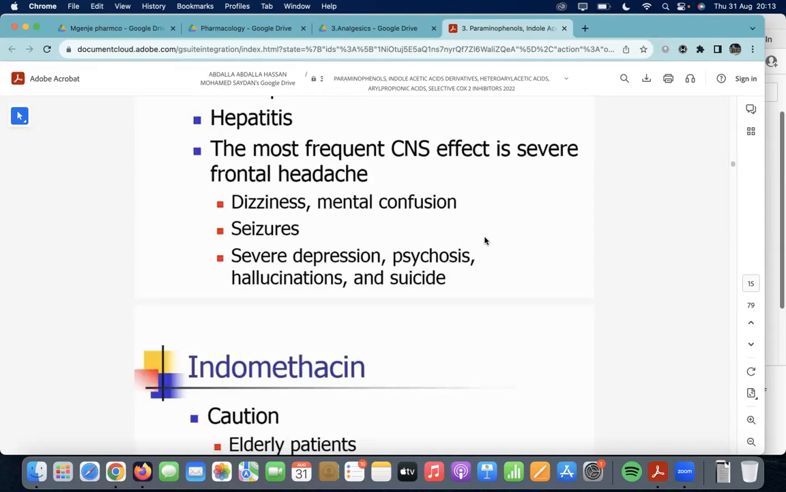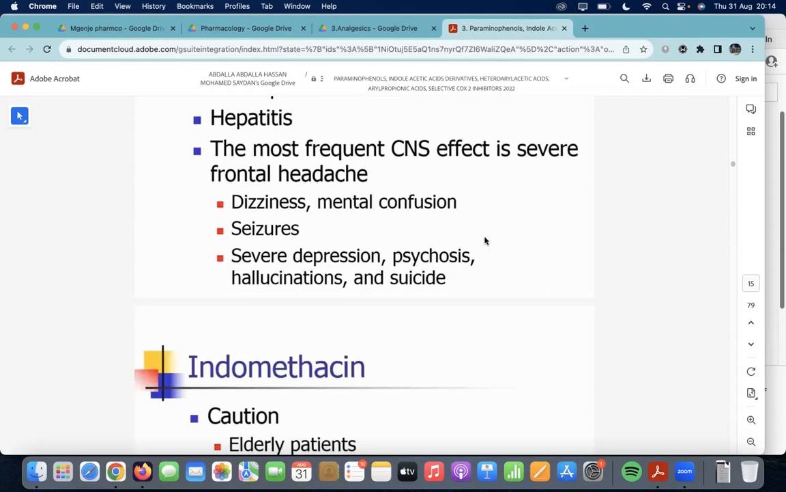Ethosuximide. It's for absent seizures. Okay. So for seizures, there are two types: focal seizures and generalized seizures. Focal seizures affect just one side of the brain, and generalized seizures affect both sides of the brain.